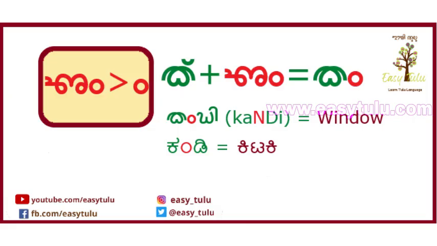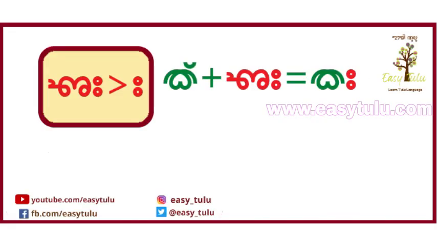Okay, next one is Am. This is called Anunasika or nasal sound. Ka plus Am makes Kam. Example, Kandi. Kandi means a window. Kitaki in Kannada. Let us see how it is written. First we have to write the letter Ka. Then write a small circle next to the consonant. Kam.